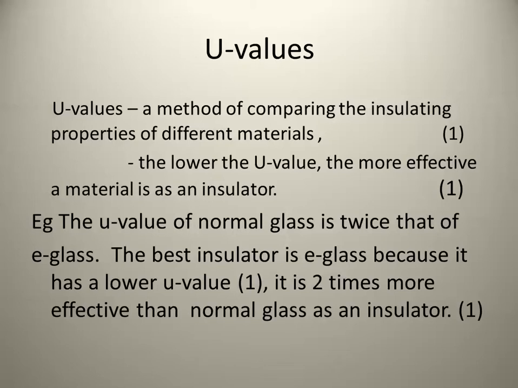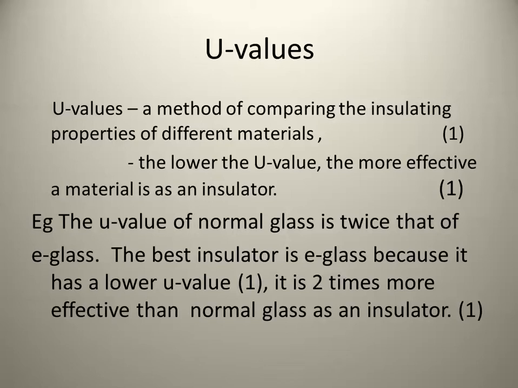The higher the U value, the more something is a conductor. So that means normal glass is twice as effective at conducting energy as E-glass. Don't get confused by this. It's the lower the U value, the better. So normal glass is a worse conductor. Right, so the answer, thinking in terms of insulation: the best insulator is E-glass because it has a lower U value, 1 mark. It's 2 times more effective than normal glass as an insulator, 1 mark.